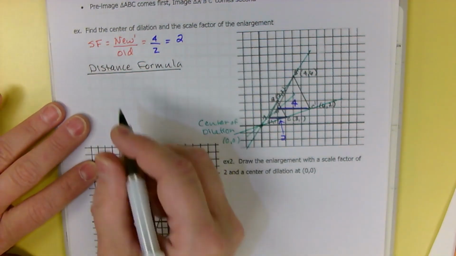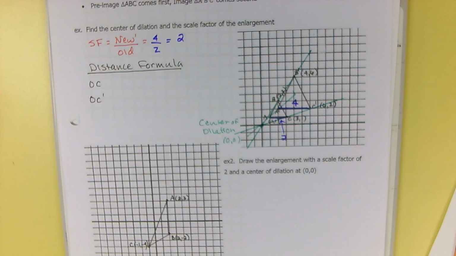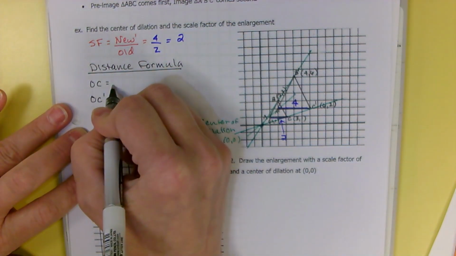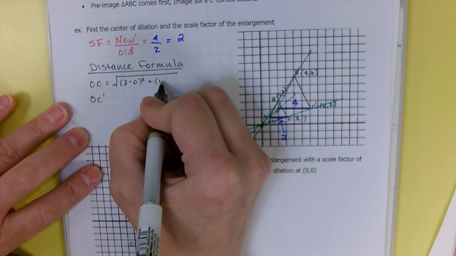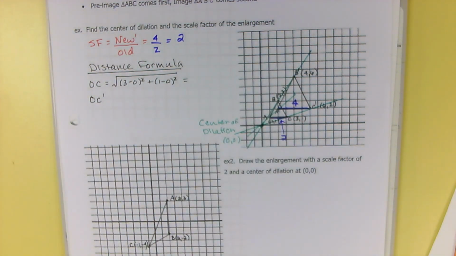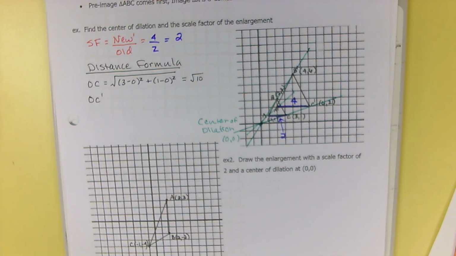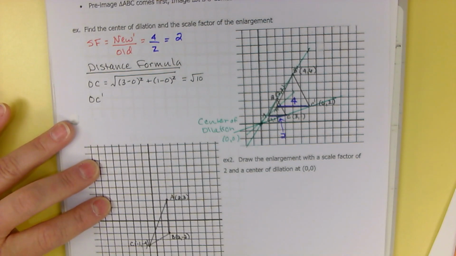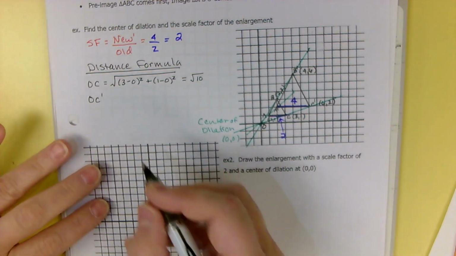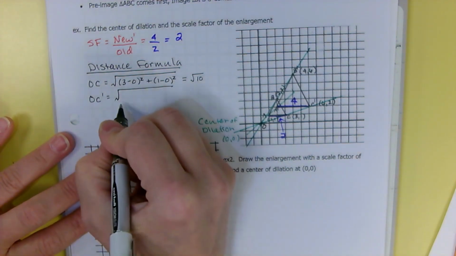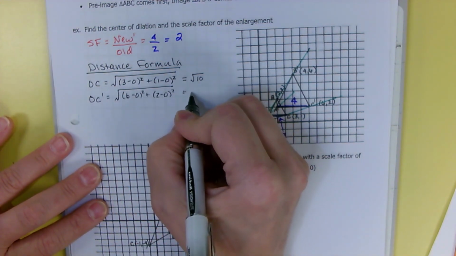So if you chose to find the length of side OC and compare it to the length of side OC prime, that's at an angle, and you'd have to use your distance formula. So I'm just going to give you what it would be. For the OC, it would be 3 minus 0 squared plus 1 minus 0 squared. And then you'd have to simplify it, and you would get square root 10. So that's O to C. O, by the way, is the origin. So then I can compare that to O to C prime, which would be 6 minus 0 squared plus 2 minus 0 squared, and it ends up being radical 10.